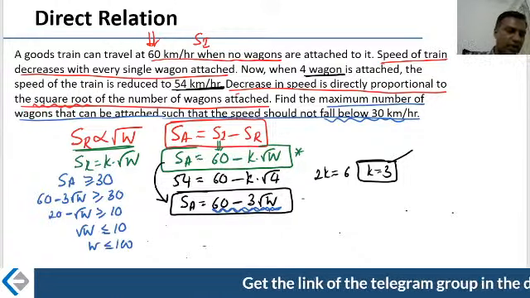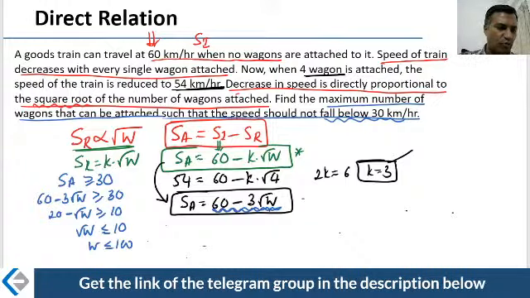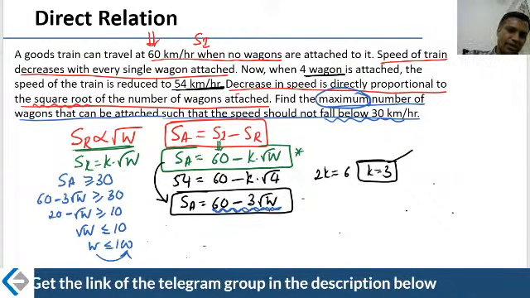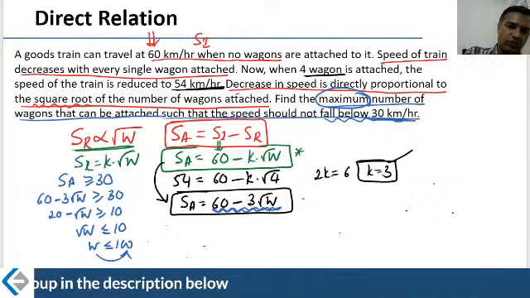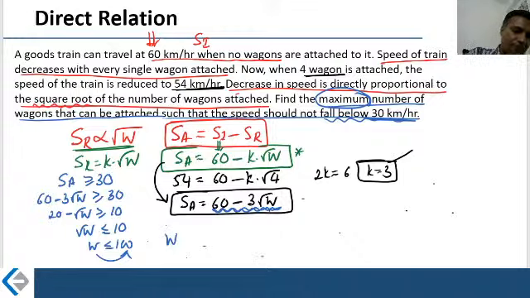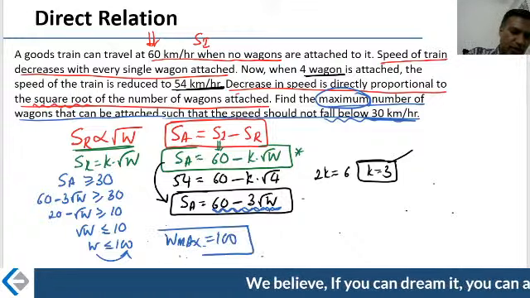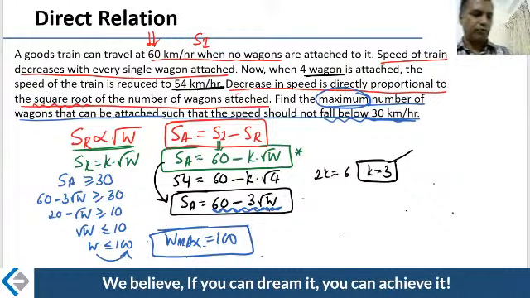Less than or equal to 100 means W can be 0 also, W can be 1 also. But what did the author ask? Can you tell me the maximum? The maximum is 100. Not attaching a wagon is also fine, but the speed should not fall below 30, so you can attach up to W max. The max you can attach is 100. Beautiful question, a beautiful CAT question it is. So here we go.